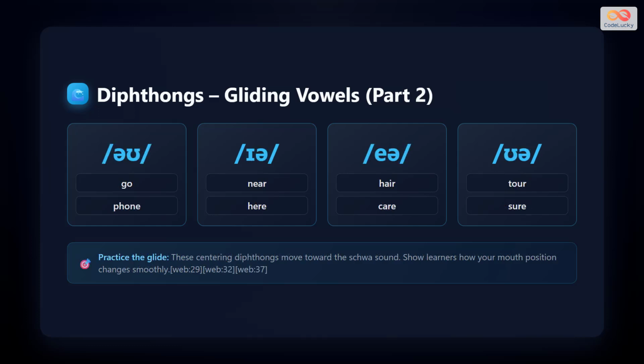Here are 4 more diphthongs that move toward the schwa sound. The sound /U schwa as in go and phone. The sound /I schwa as in near and here. The sound /E schwa as in hair and care. The sound /U schwa as in tour and sure. These are called centering diphthongs because they glide toward the center schwa position. Practice the mouth movement slowly first, then speed it up. The glide should feel natural and continuous, not like 2 separate sounds.